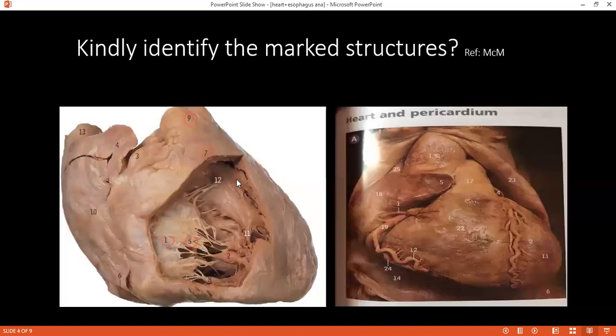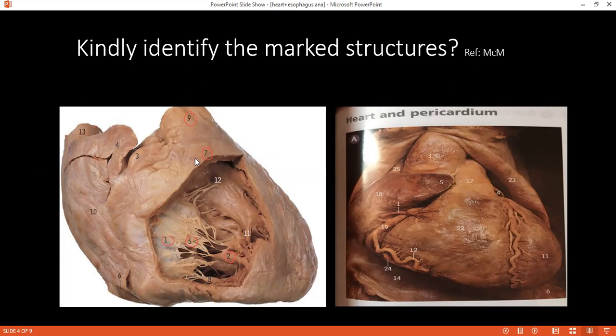Can you please identify this circled structure here in the left picture? 9, please. With my cursor. Where is my cursor? Here. Where is 9? Yes, here, circled. Red circle. 9 is pulmonary trunk.